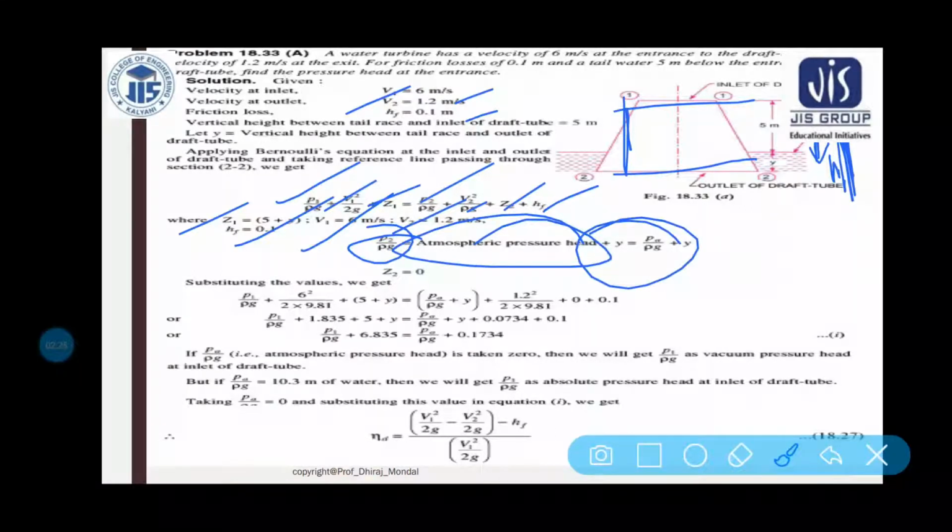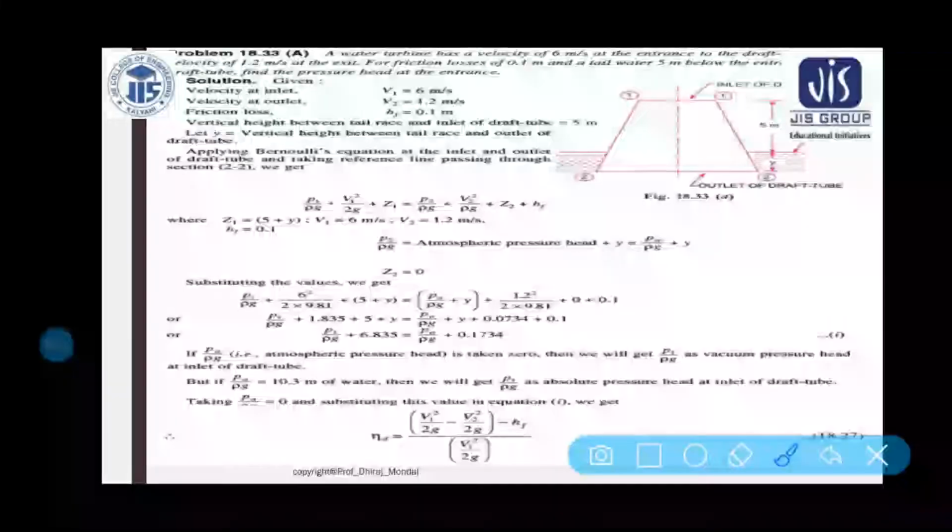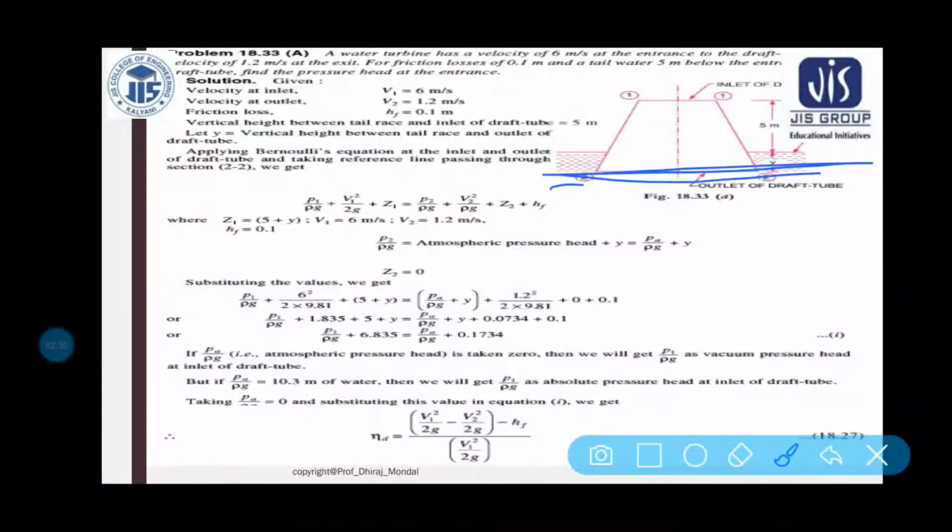So PA by rho g plus Y, that is your P2 pressure head at the outlet of the draft tube. And the Z is 0 because this is the datum line I have taken. So put in all the values, P1 by rho g. The velocity at the inlet is given, H is given. Okay, so put all the given data, you will be getting P1 by rho g.